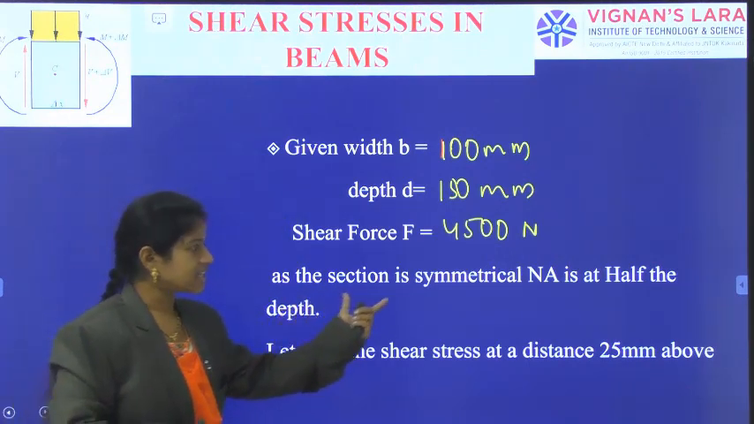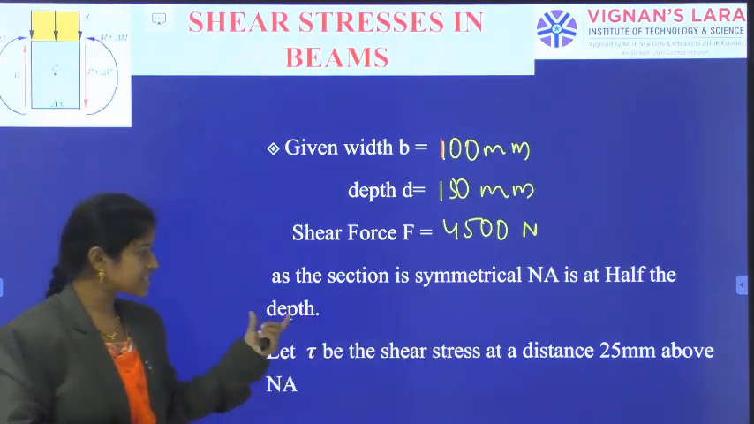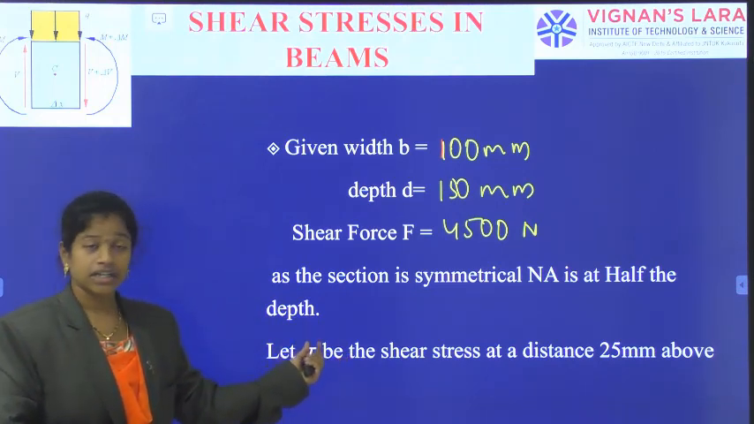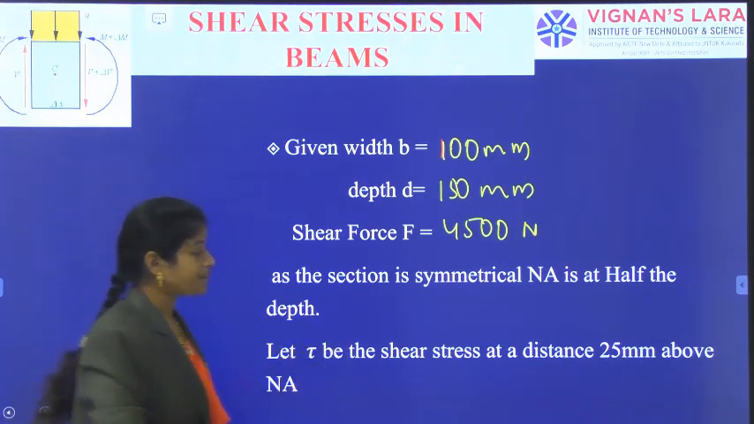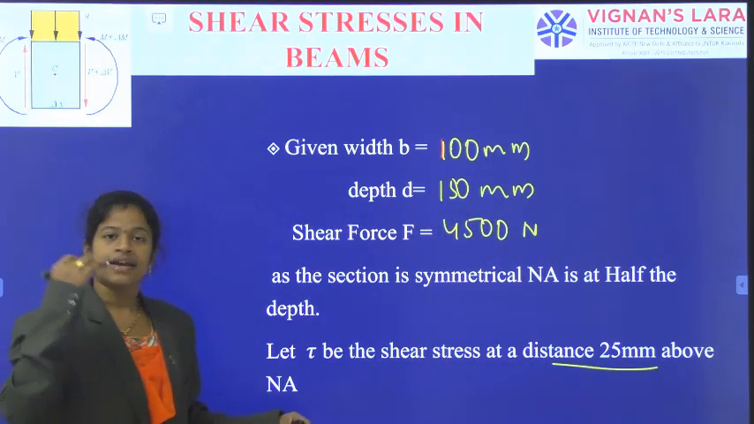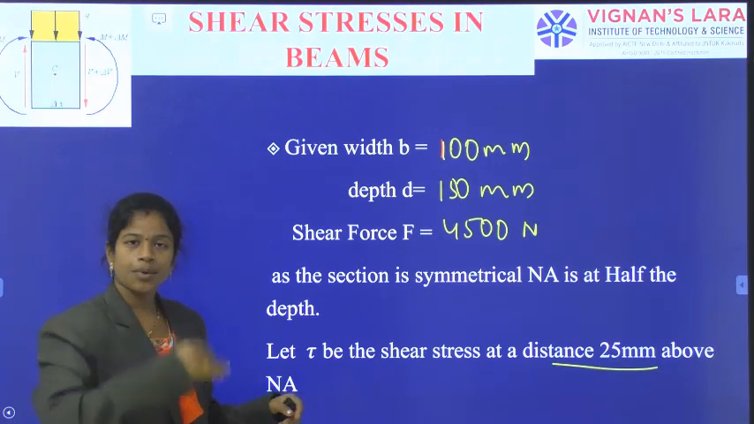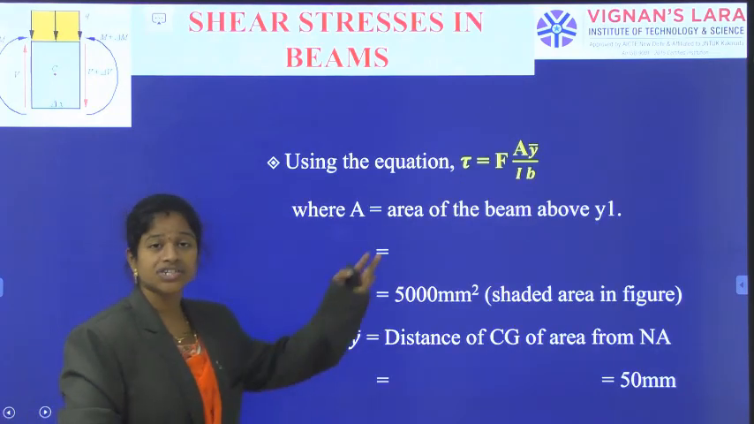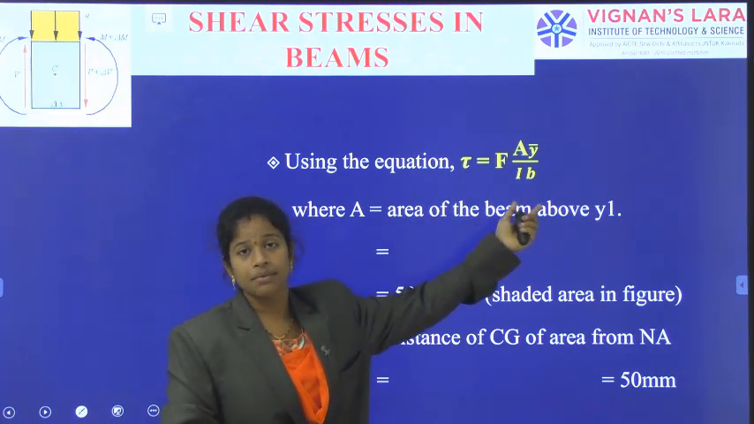As the section is symmetrical, the nodal axis is at half the depth of the section, as we just said. Let tau be the shear stress acting at a distance of 25 mm above the nodal axis. At the section about 25 mm above the nodal axis, I am considering tau as the shearing stress, using the equation tau is equal to F A Y bar by I into B.